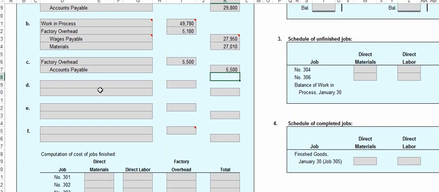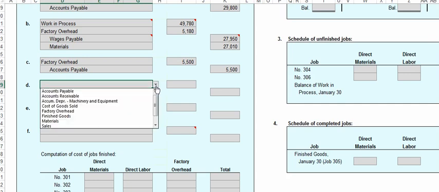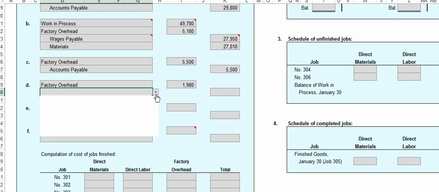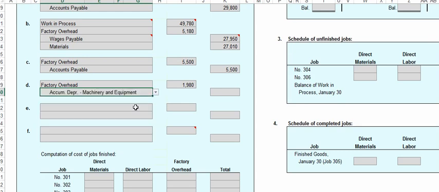Then on D, depreciation of machinery and equipment. Well, depreciation would be a factory overhead cost. Actual factory overhead again, so it goes on the books as a debit to factory overhead, $1,980. A good year for the band Blondie, if you're a Blondie fan. The credit there is still going to be to accumulated depreciation, machinery and equipment, $1,980.